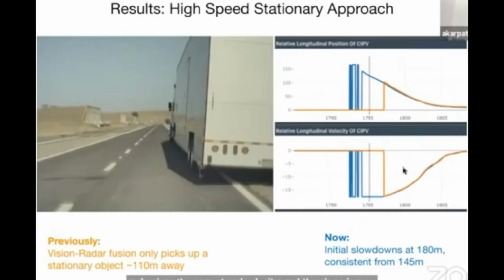So it only starts braking at 110 meters away from the truck, which leads to a very hard braking and a dangerous situation. Tesla Vision, on the other hand, sees the object at 180 meters away, and it slows consistently down from 145 meters away. That's a 60% increase in time and distance from the object, which creates a much safer deceleration profile. So these are all really, really cool examples.